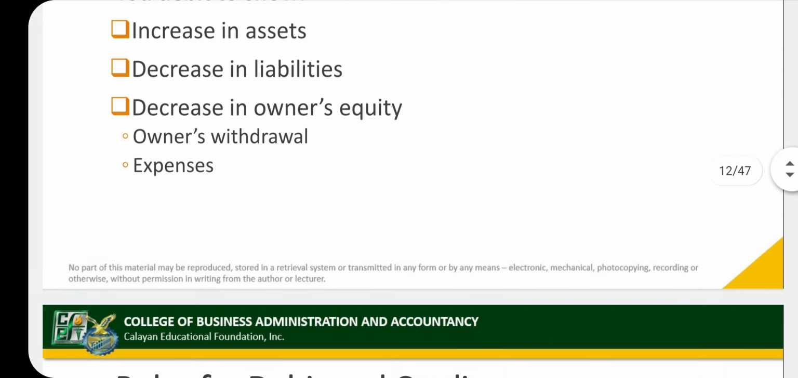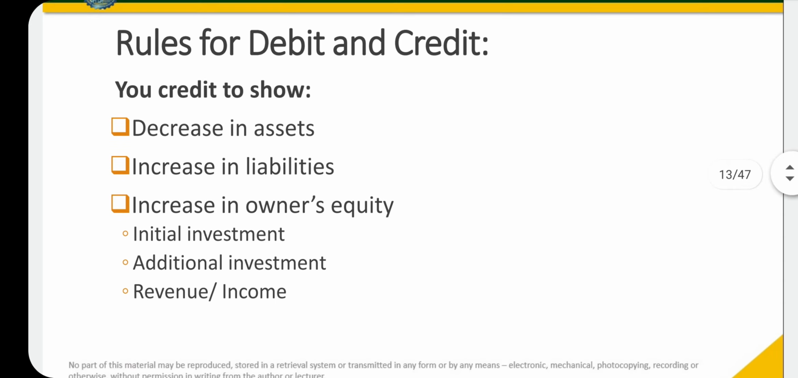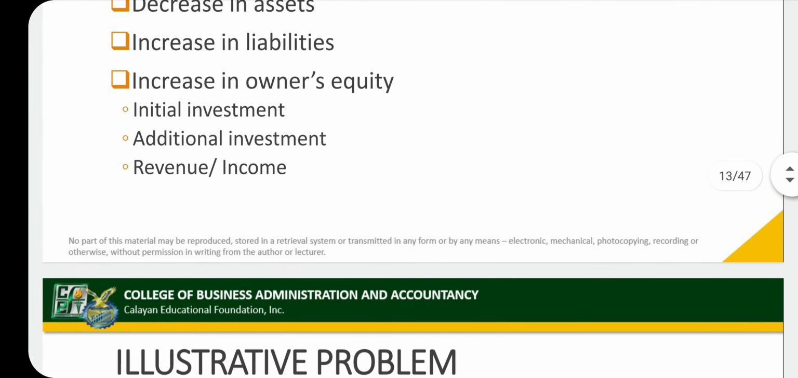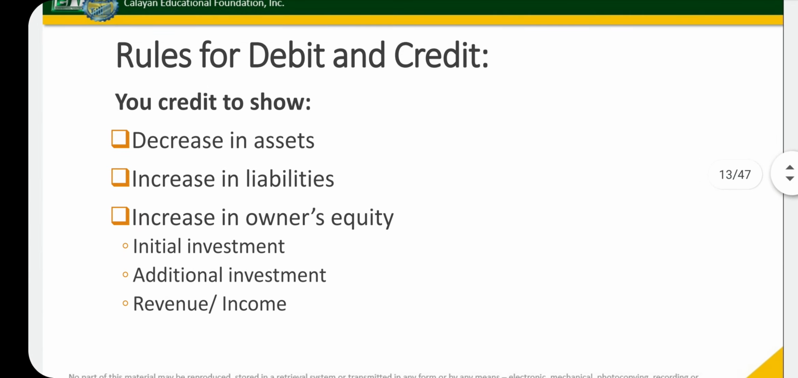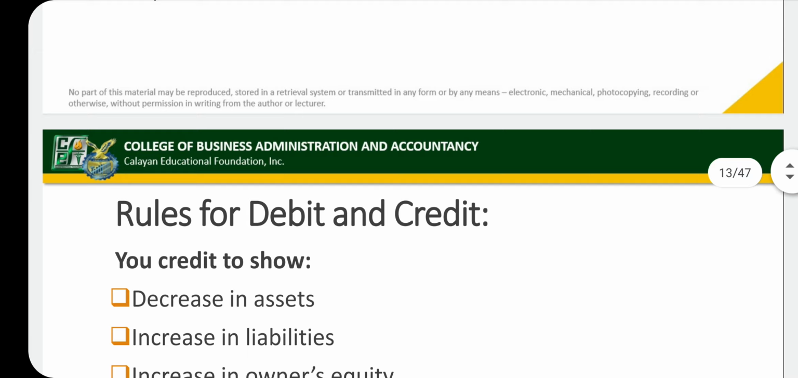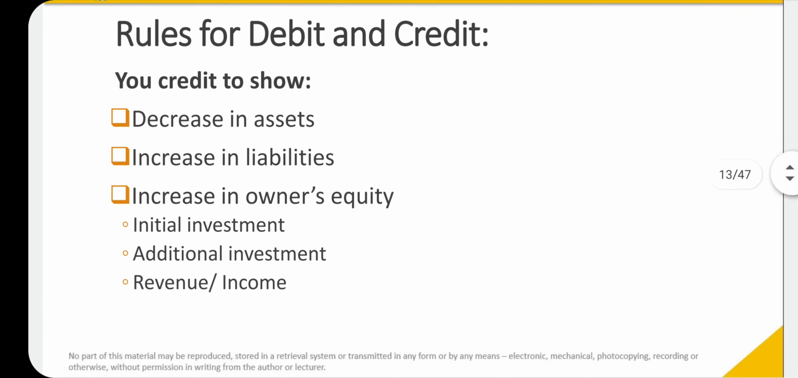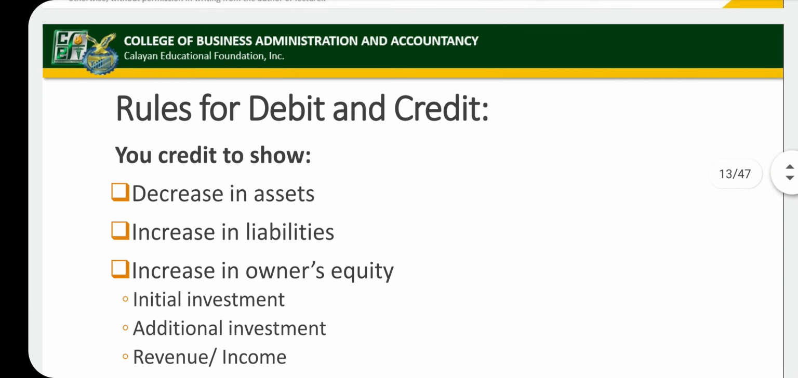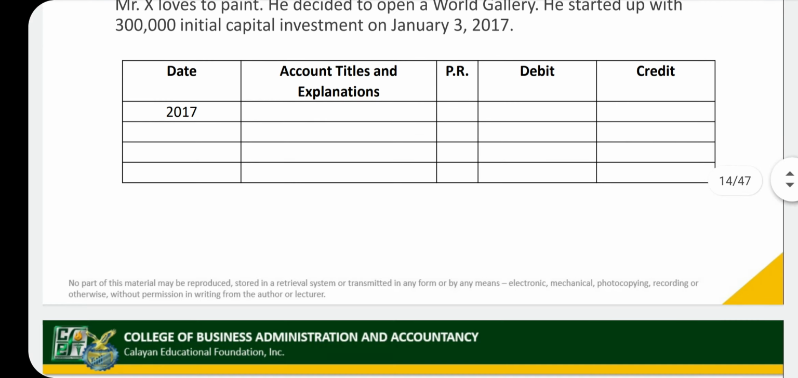Okay. So you credit to show decrease in assets, increase in liabilities, increase in owner's equity, initial, additional, and revenue or income. I suggest that you follow the imaginary tattoo rules for the rules for debit and credit. Okay.